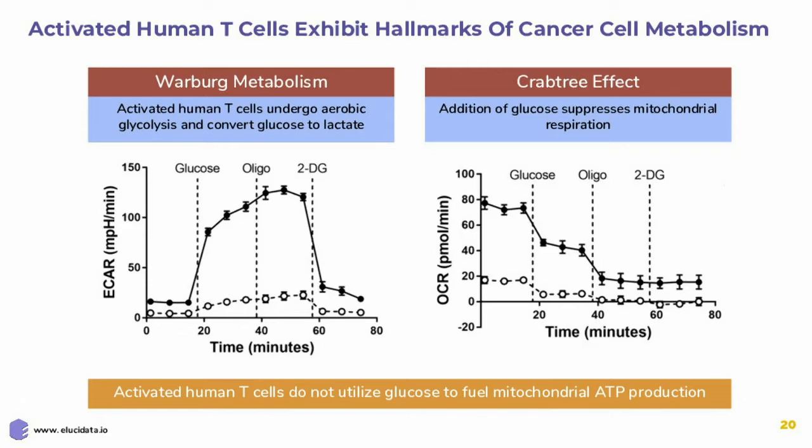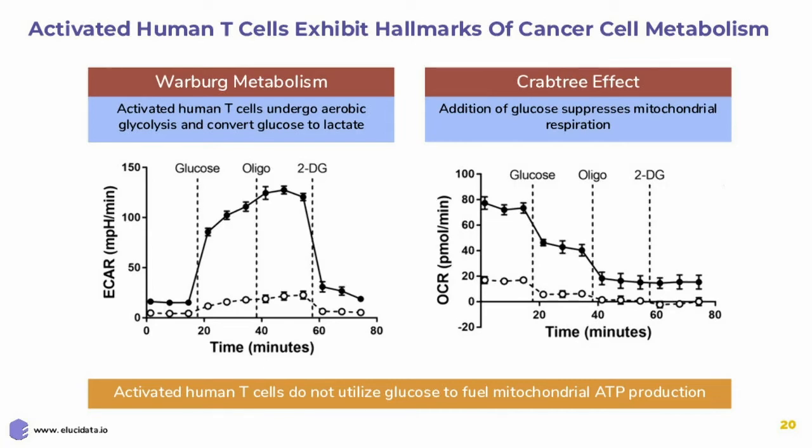And so essentially what we found was that activated human T cells exhibit the classical hallmarks of cancer cell metabolism. What was even more intriguing to us was that activated human T cells, while they consume tremendous amounts of glucose, are not using that to fuel mitochondrial ATP production and mitochondrial respiration. So a key question that was left in our minds is: are there other substrates that the T cell utilizes? And what is the role of glucose? Why is the activated human T cell consuming such large quantities of glucose?